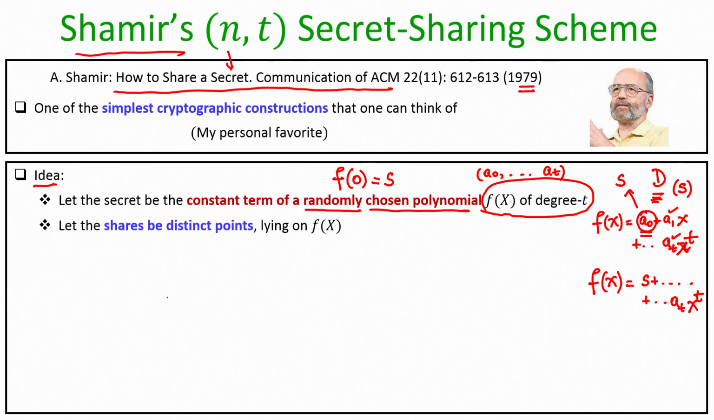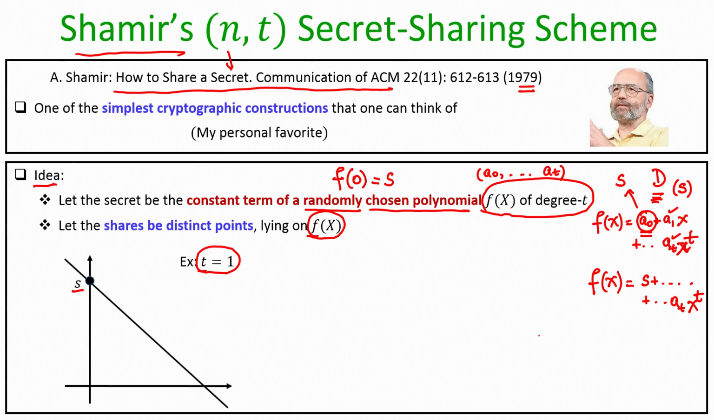And then once the dealer has chosen this polynomial f of x randomly, the shares are nothing but distinct points on the polynomial chosen by the dealer. Okay. So, let me demonstrate what I am trying to say here, and for demonstration I assume that I need a secret sharing mechanism where t is equal to 1, and imagine the dealer's secret is s. So, a polynomial of degree t equal to 1 is nothing but a straight line.